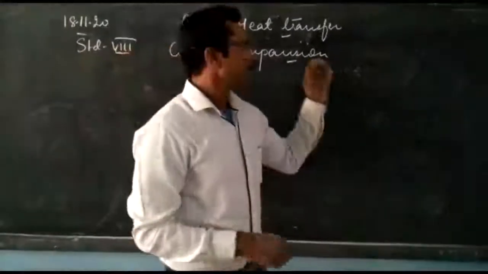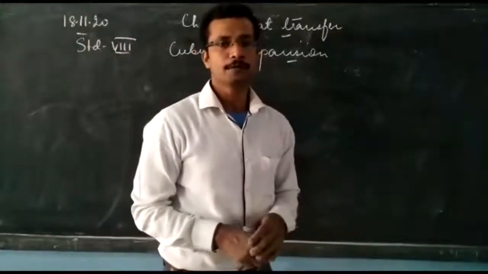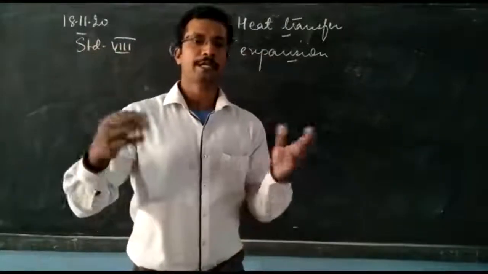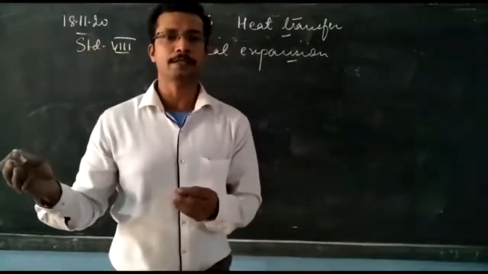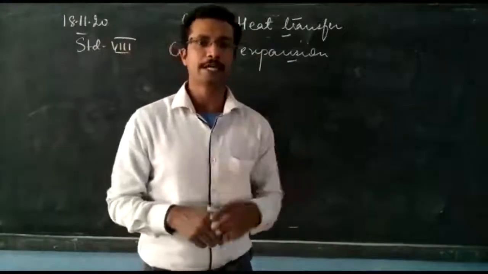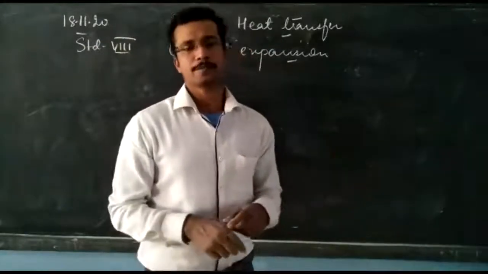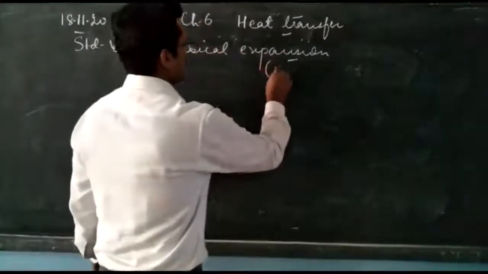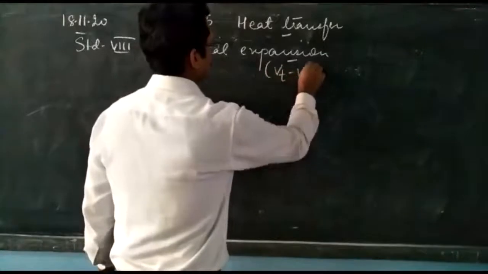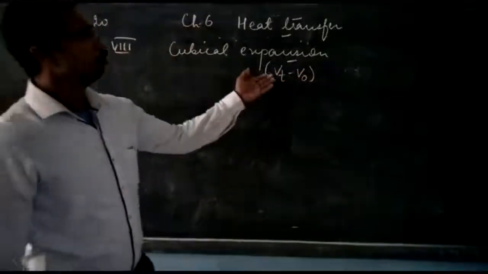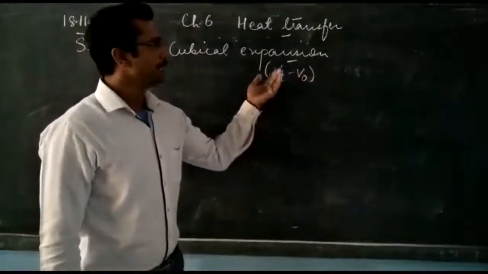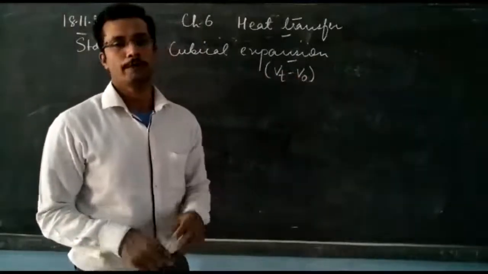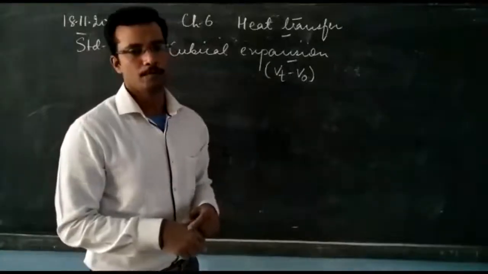I am sorry, let us see cubical expansion today only. Cubical expansion means increase in volume. That is, when there is increase or expansion in length, breadth and height, that is thickness, we call it cubical expansion. Cubical expansion can be given as Vt minus original volume. This is the final volume when heated through temperature T, and this is the original volume. When you subtract it, you will get the increase in volume.